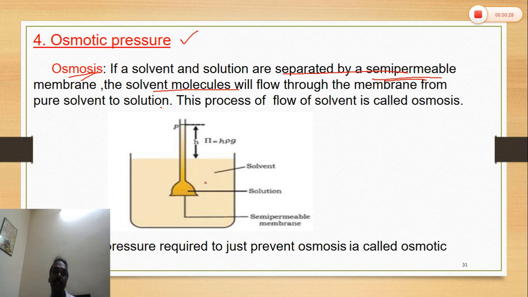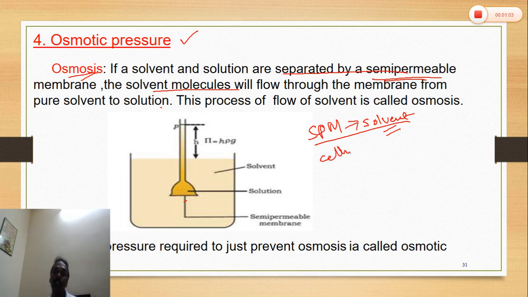This process of flow of solvent is called osmosis. Here is a solvent, and this is a semi-permeable membrane. Semi-permeable membrane means it passes only the small solvent particles. Only small solvent particles are allowed to pass through it because of their small size. The membrane which allows only solvent particles to pass is called a semi-permeable membrane.